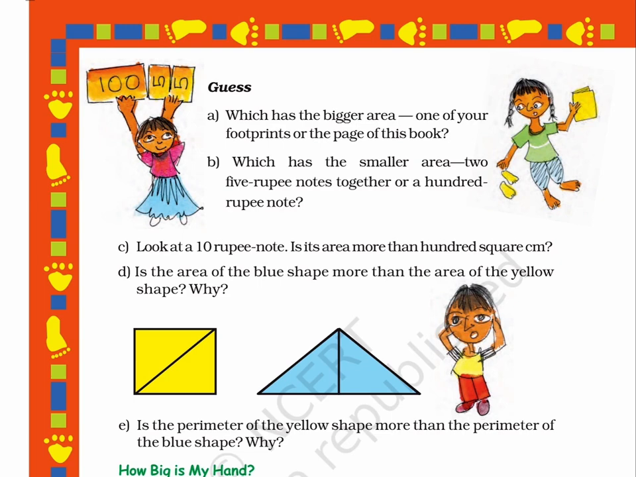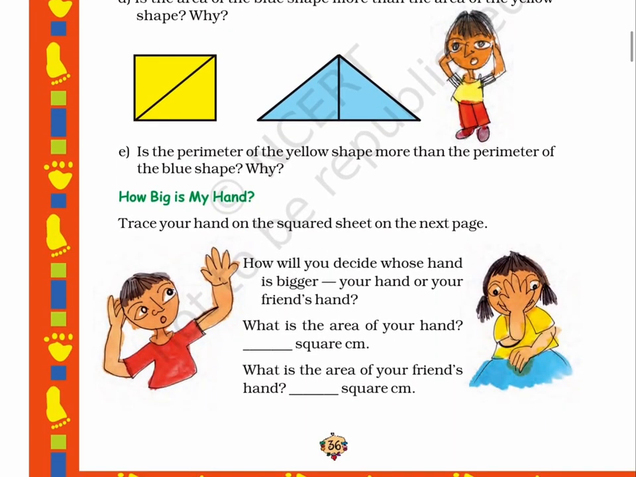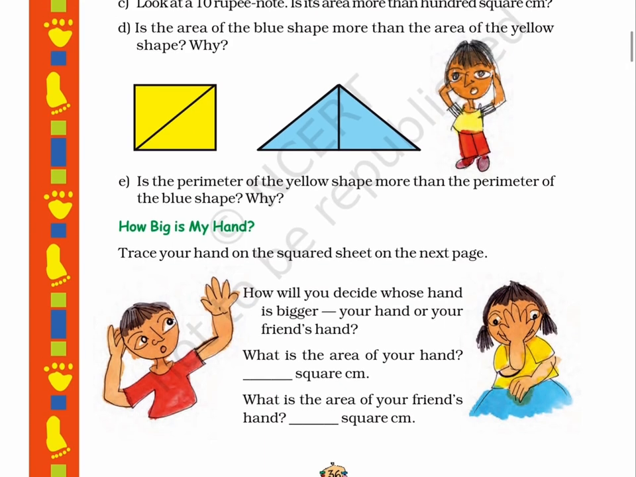Yellow shape is a combination of two triangles put together creating a rectangle, whereas the blue shape is again formed by two triangles, but they are adjacent, so they form a bigger triangle. E. Is the perimeter of the yellow shape more than the perimeter of the blue shape?